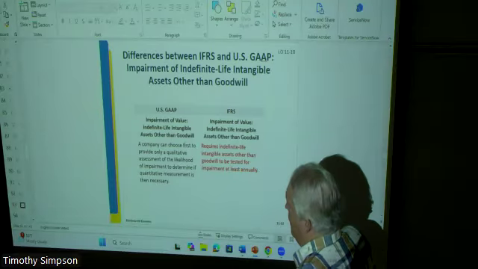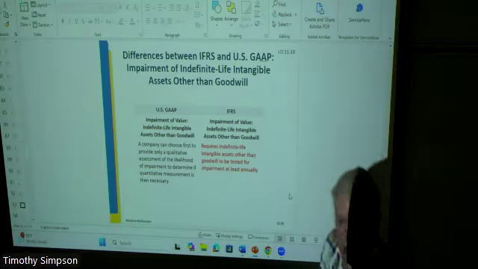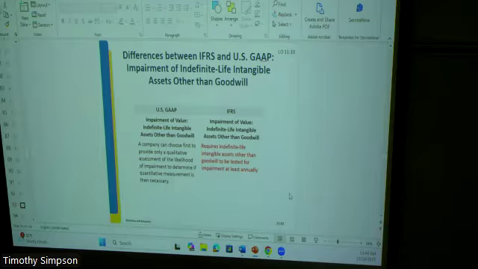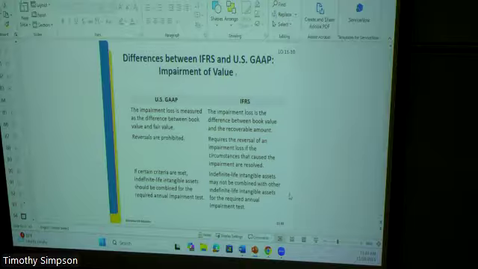If you have not already caught on, this is a theme in the international standards: test these longer-term assets annually to make sure that they are not subject to impairment. If they are, then we need to make a change. We need to mark those assets down. Not quite as stringent a requirement under the GAAP standards. Under GAAP, also, the impairment loss is measured as the difference between book and fair value. Here, it's the book value and the recoverable amount, which does take into account cash flows, so it's a little bit different.